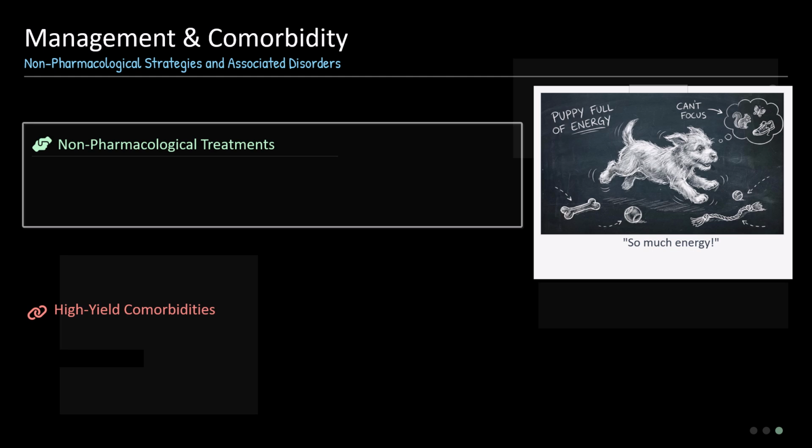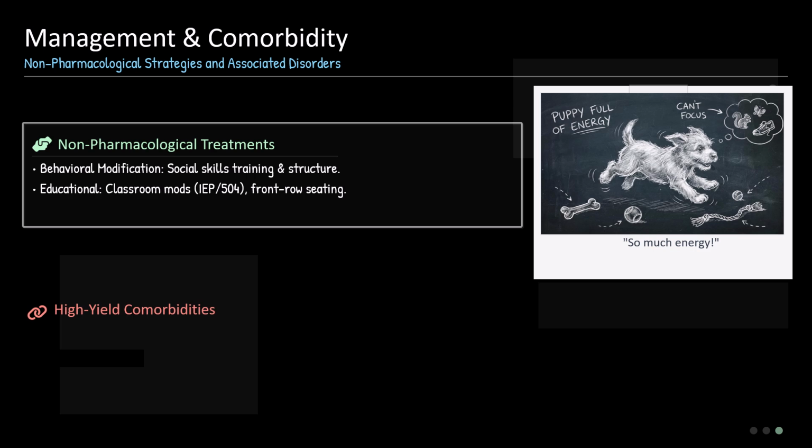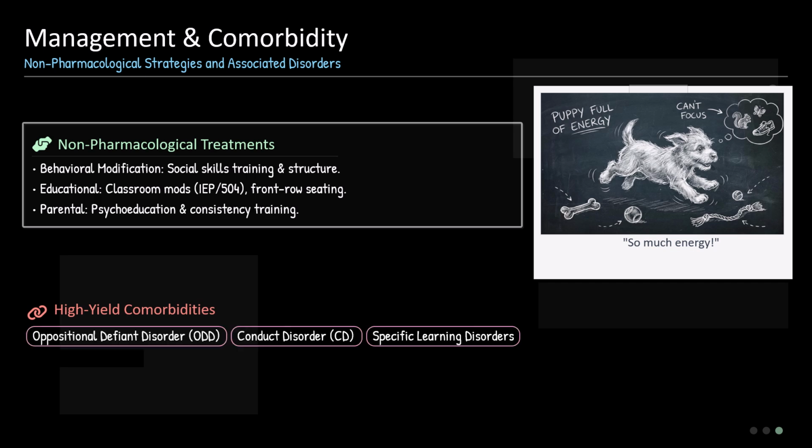Now on to non-medication treatments. There's behavioral modification, such as social skills training and structure, which we briefly discussed. There's educational interventions, such as IEP, 504s, and front row seating. There also can be parent interventions, such as psychoeducation and consistency training. It's important to know high-yield comorbidities as well, because they might show up on your exam. So high-yield comorbidities are oppositional defiant disorder, or ODD, conduct disorder, and specific learning disorders.